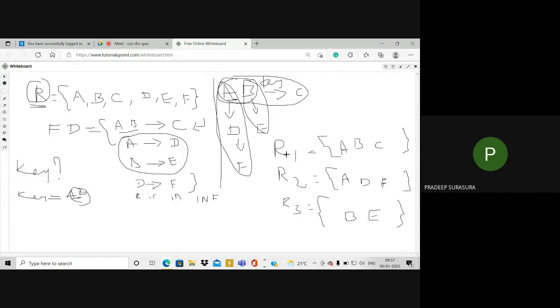Now, after breaking R into R1, R2, R3, observe whether we are satisfying second normal form or not. This is just to cross check whether we have got the correct normalization or not. Now, apply the second normal form.